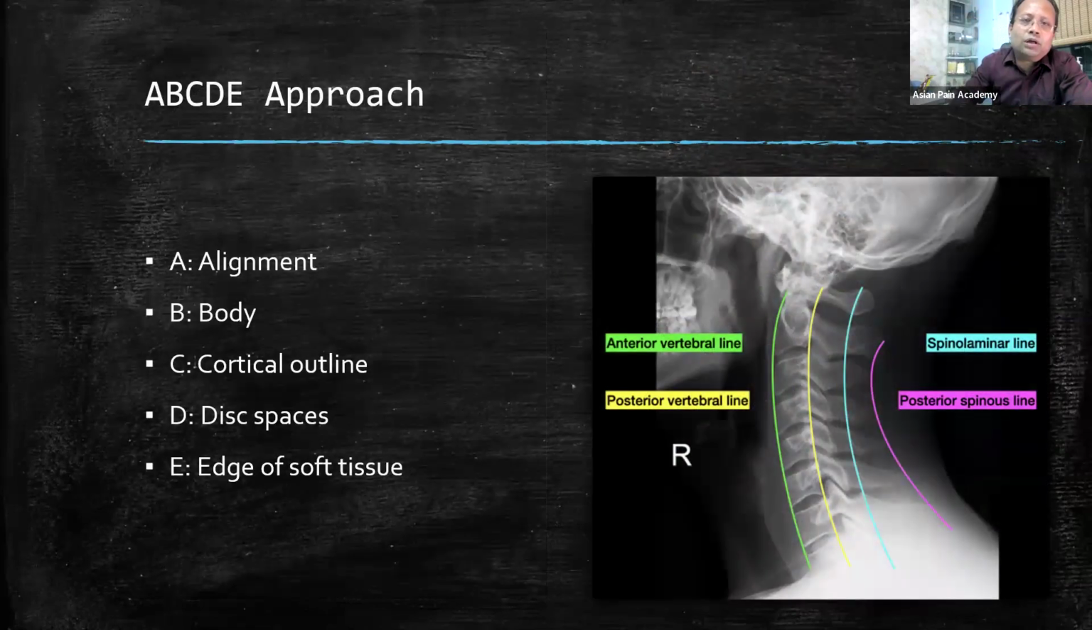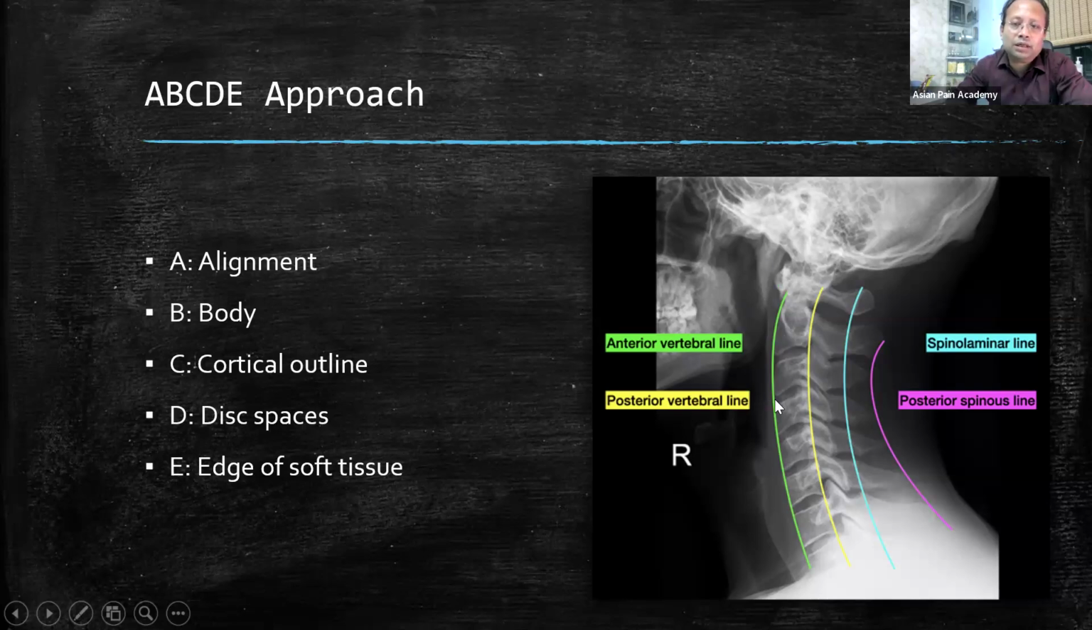In the OPD, when we advise for investigation, in X-ray, what will we see? We will see the ABCDE approach: alignment, then body of the vertebra mainly. Today we are talking about the lumbar spine, or say the whole spine. So alignment, body, and then cortical outline. Remember, when you are seeing, mainly it is the outline of the vertebra. We will see that all the cortical outline should be in one line. Then disc spaces and edge of the soft tissues also we can see in the X-rays.